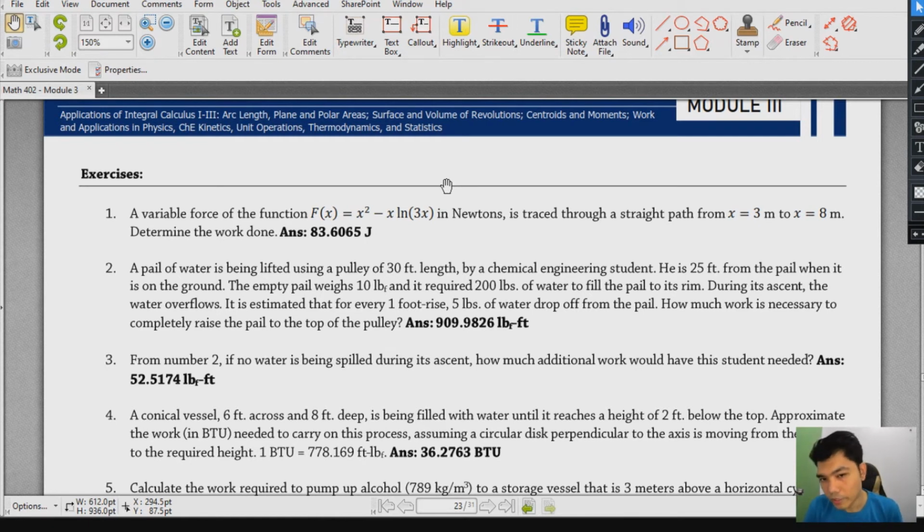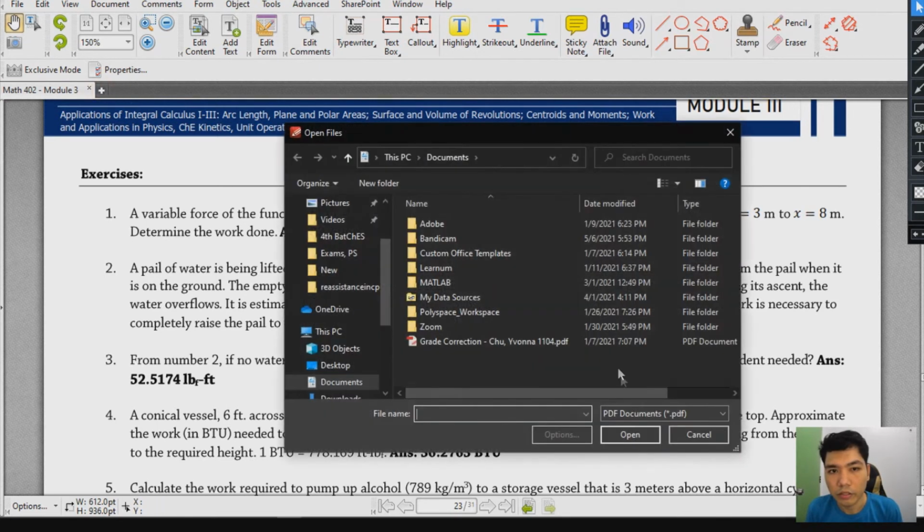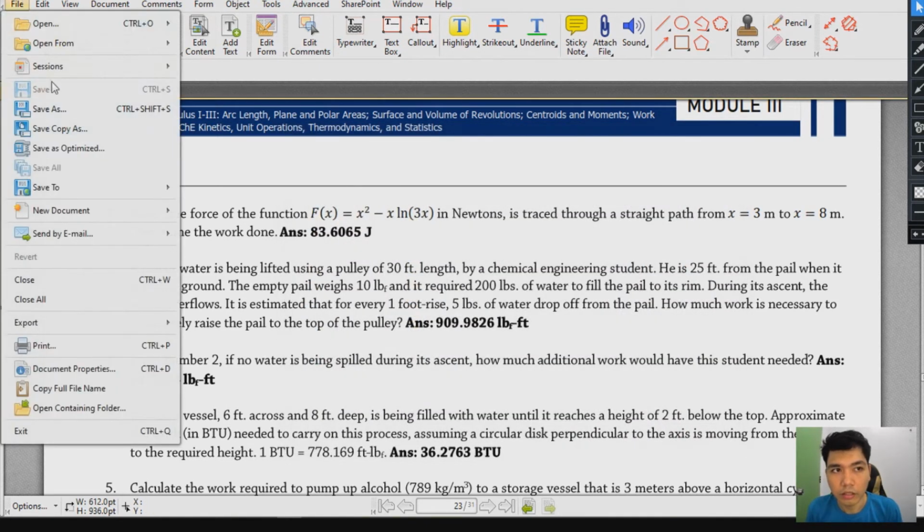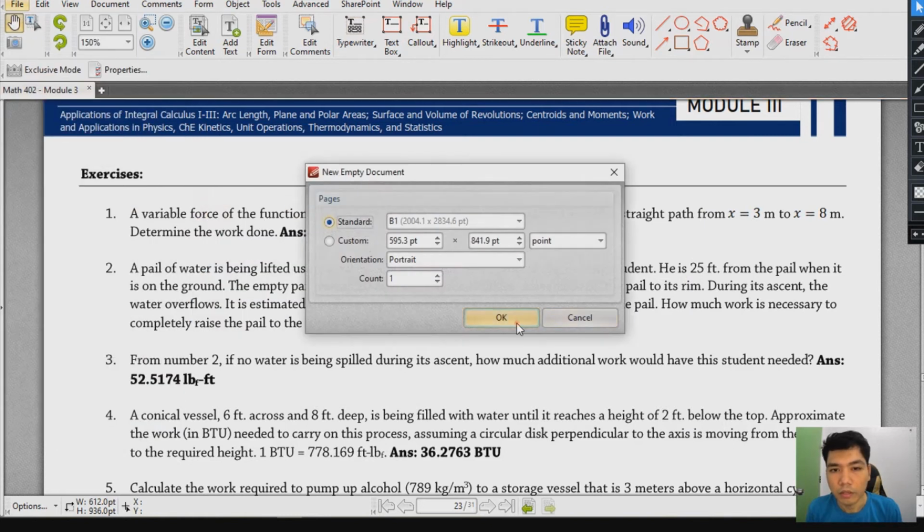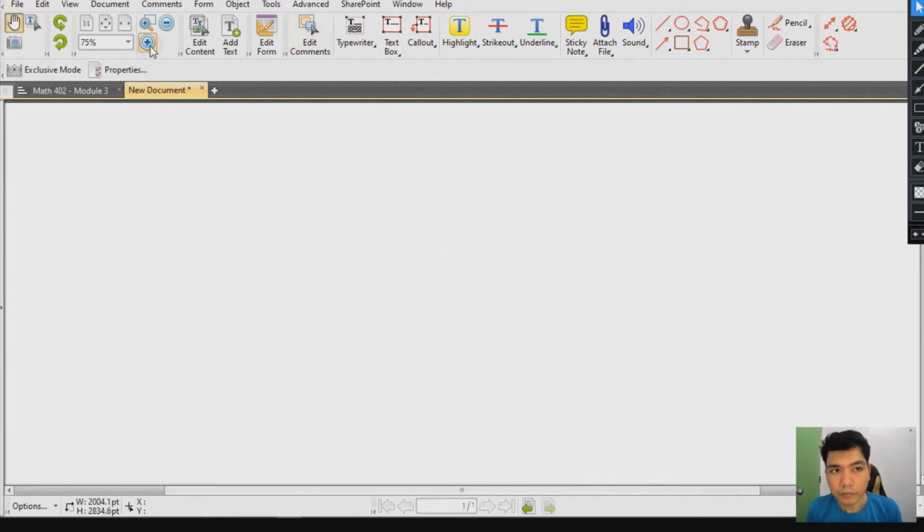With this kind of problem, we really have to illustrate it because it gets difficult when we don't understand the visualization of the problem. So let's have it here. Technically, it's just a student raising a pail of water. So if you have a pulley right here, and then just a straight line here. And then of course there is a pail of water.